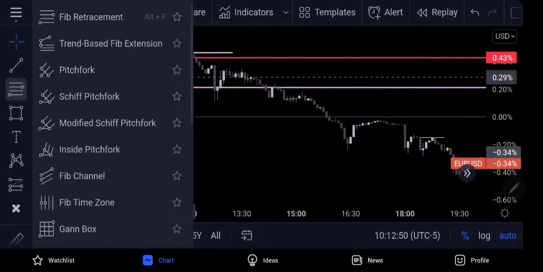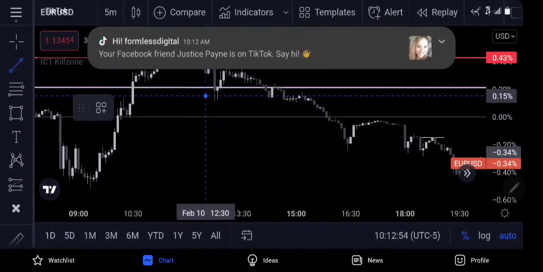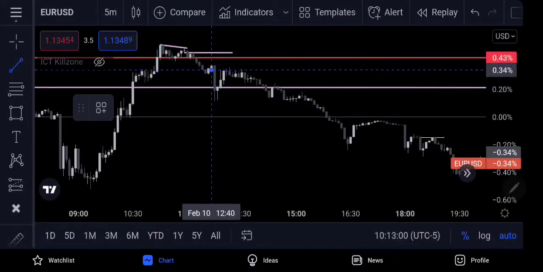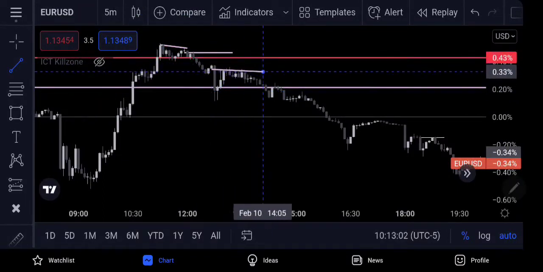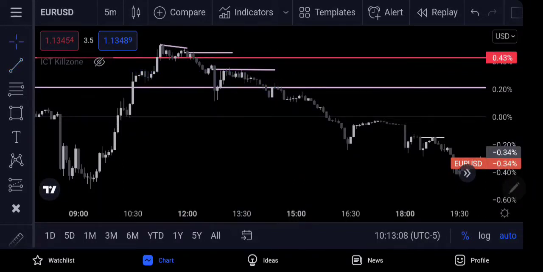Price came back here to where it broke out of. Price came to this area right here. It came to the last up candle that got taken out before price came down. So that's why I always do the last up candle, whether it's going down or up, and vice versa, the opposite. That's how I do it.